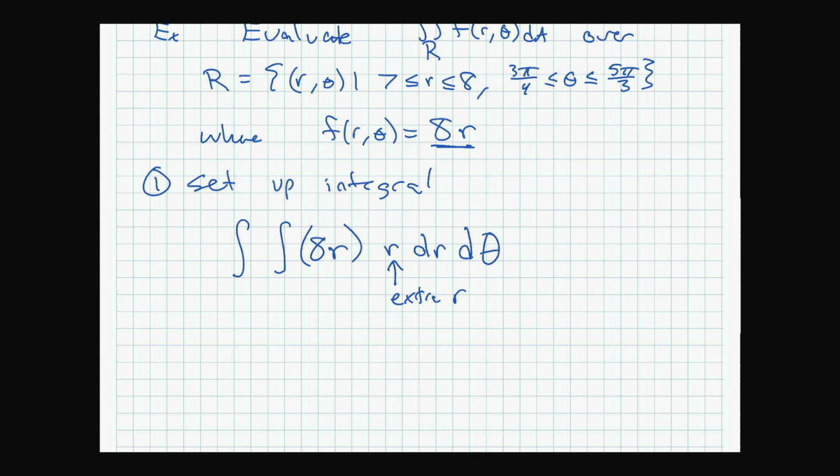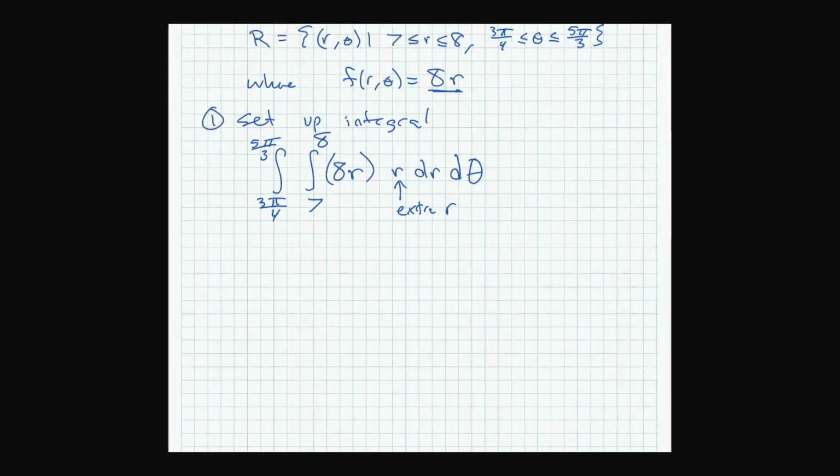Now, once you have that, then you have your limits of integration. Because this is a polar rectangle, the limits of integration are very simple. So we're doing the r integral first, just because that's how I wrote it. R goes from 7 to 8. And then you do your theta integral. Theta goes from 3 pi over 4 to 5 pi over 3. Okay, so there's your integral.